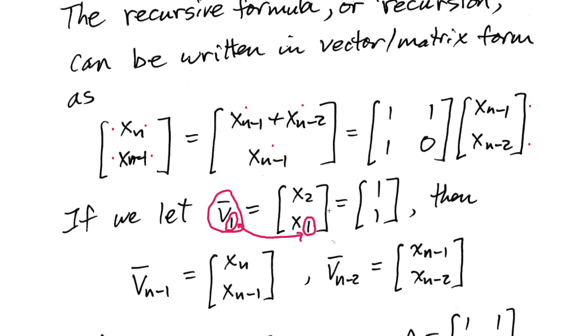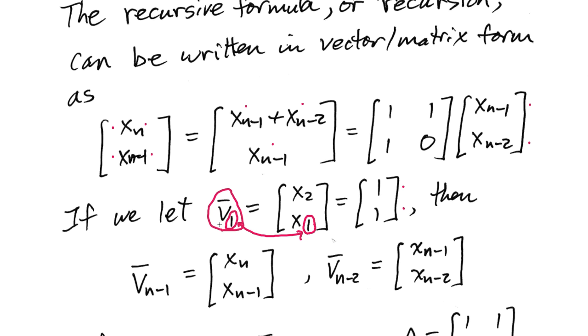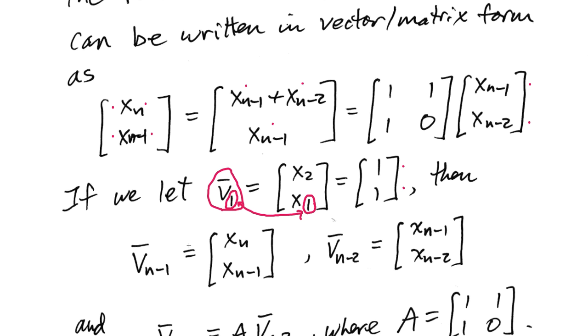We know that's going to be what? X sub 2, x sub 1, that's 1, 1, remember? Those are our two initial values for the Fibonacci sequence. I'm calling that vector v sub 1. V sub n minus 1 would be what? X sub n minus 1, x sub n, reading upwards this time. See how these match here?